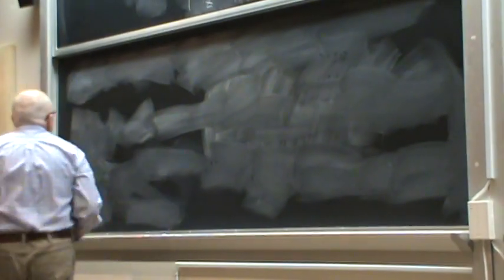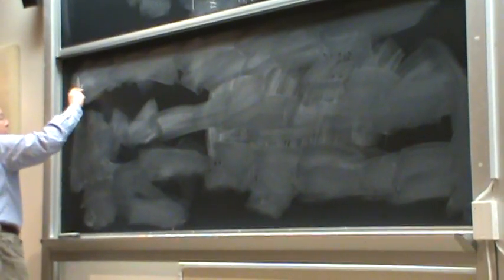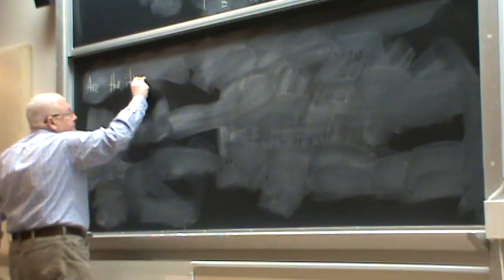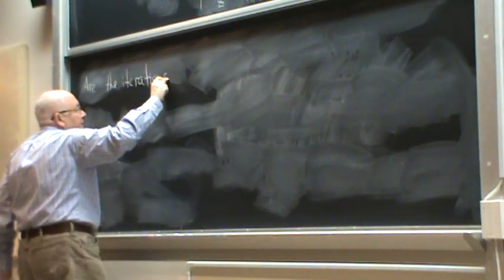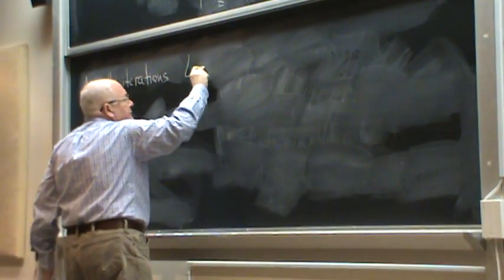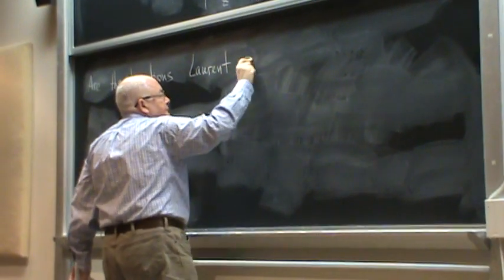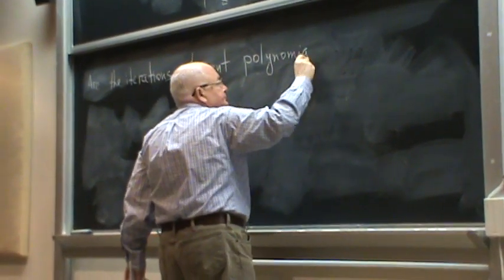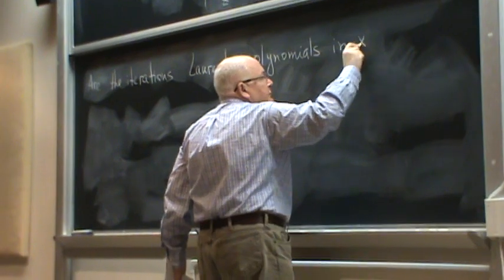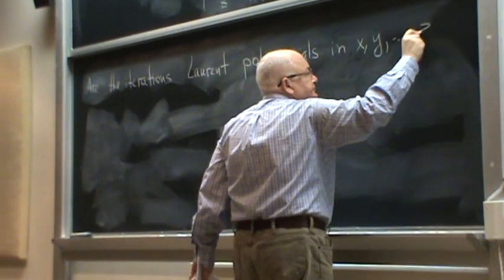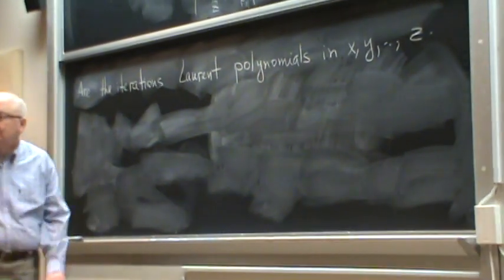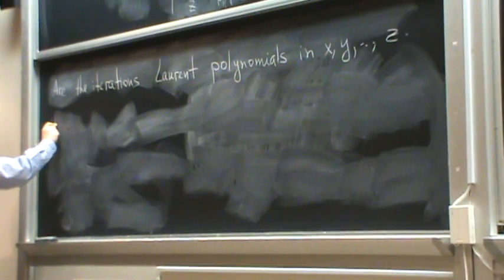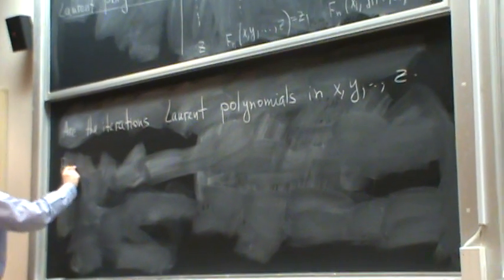And then you ask: are all the iterations Laurent polynomials in the initial variables x, y, z? Well, it's rather rare, so let me consider just a couple of examples.